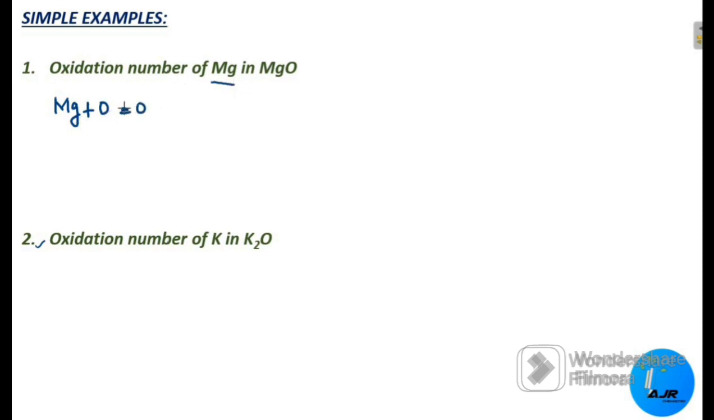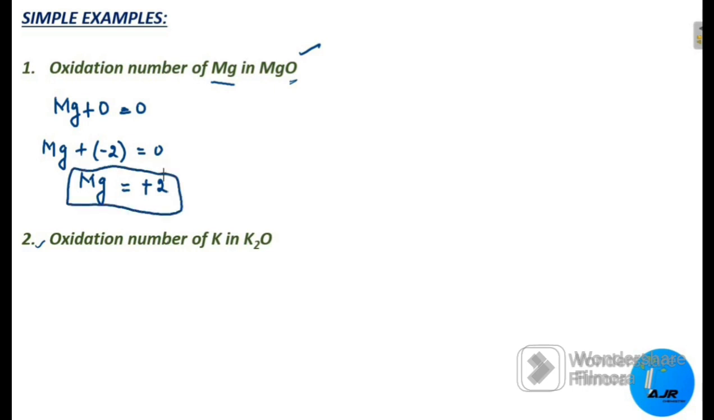So already we know the oxidation number of oxygen in other compounds, okay, it's not hydrogen peroxide or sodium peroxide or OF2, it is MgO, a normal compound. So here the oxidation number of oxygen is minus 2. So Mg plus minus 2 equal to 0, and we need the oxidation number of magnesium, so Mg is equal to plus 2. So this is how you should find out the oxidation number of magnesium in magnesium oxide.